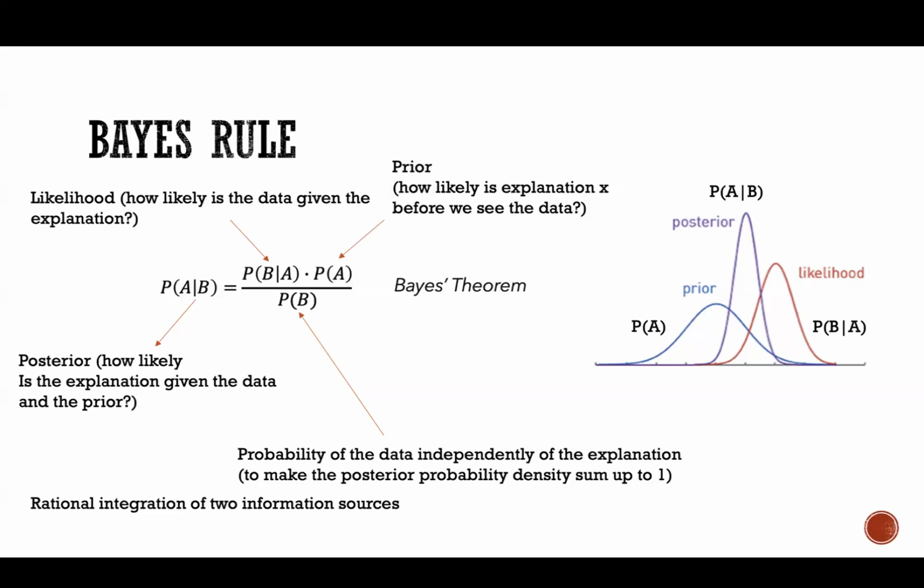And his point was that this theorem allows you to integrate two sources of information. It's the rational integration of two sources of information. If this is what you know before, and this is what you see, the optimal inference that combines these two pieces of information is the posterior.